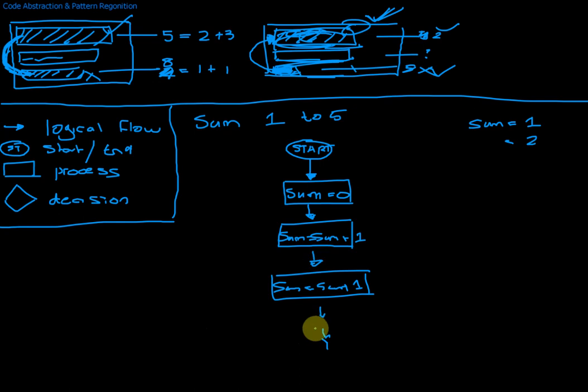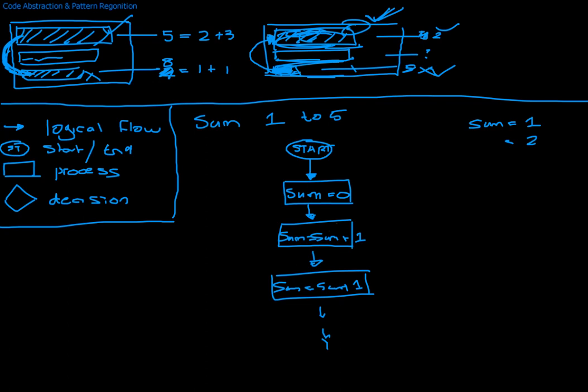And right off the bat, you can imagine that this is very inefficient, this is tedious. So we'll be using code extraction and pattern recognition. So we've already identified that there is a pattern here. Sum is equal to sum plus 1. We'll do it over and over again until sum is equal to 5.